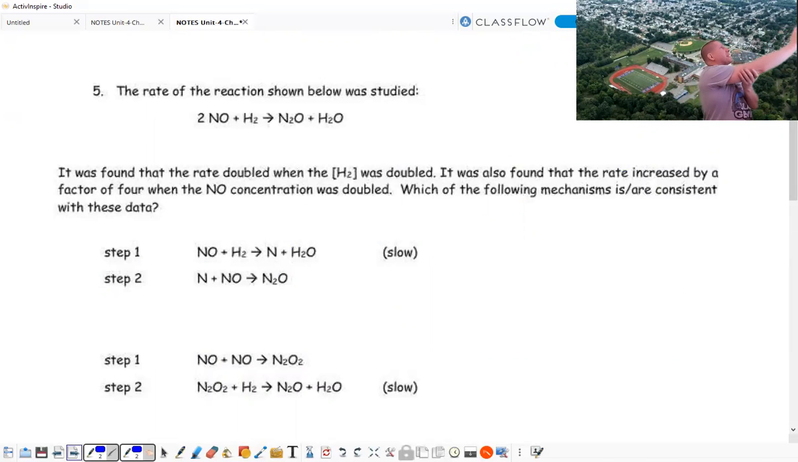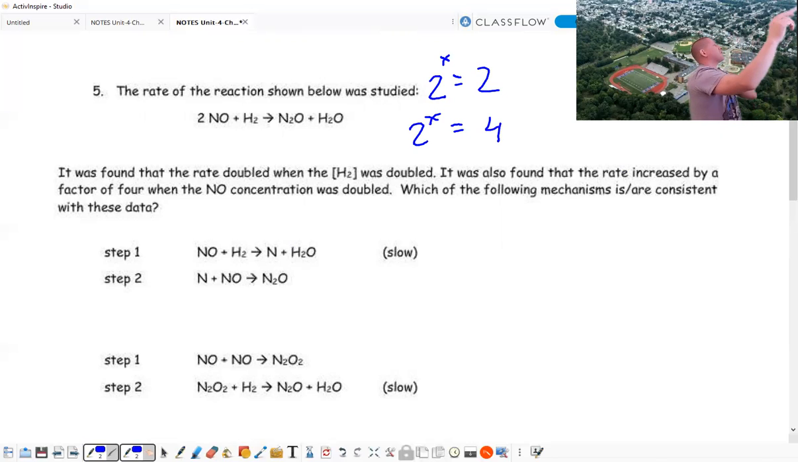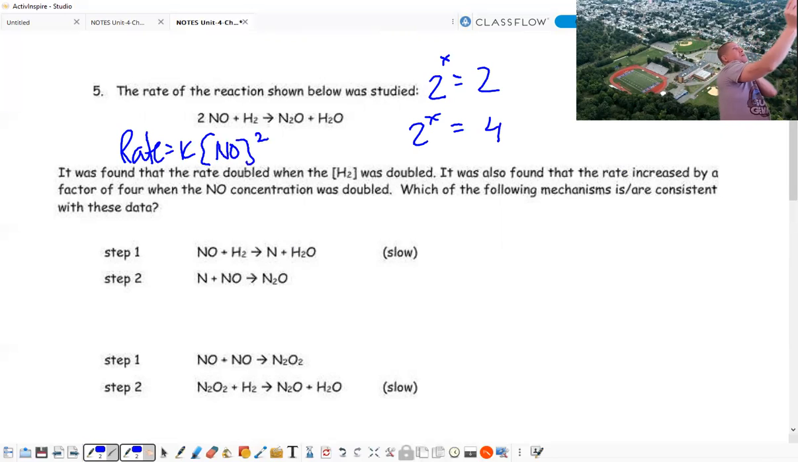It is found that the rate doubled when NO doubled. So if you doubled NO, the rate doubled. It also found that the rate increased by a factor of 4 when the concentration of NO2 was doubled. So which of the following mechanisms is okay with this particular rate? So we now know that the rate law is rate equals K times NO, I'm going to do NO first, so that would be squared, because that's this one, and then times H2 to the first. Which of the following mechanisms is or are consistent?